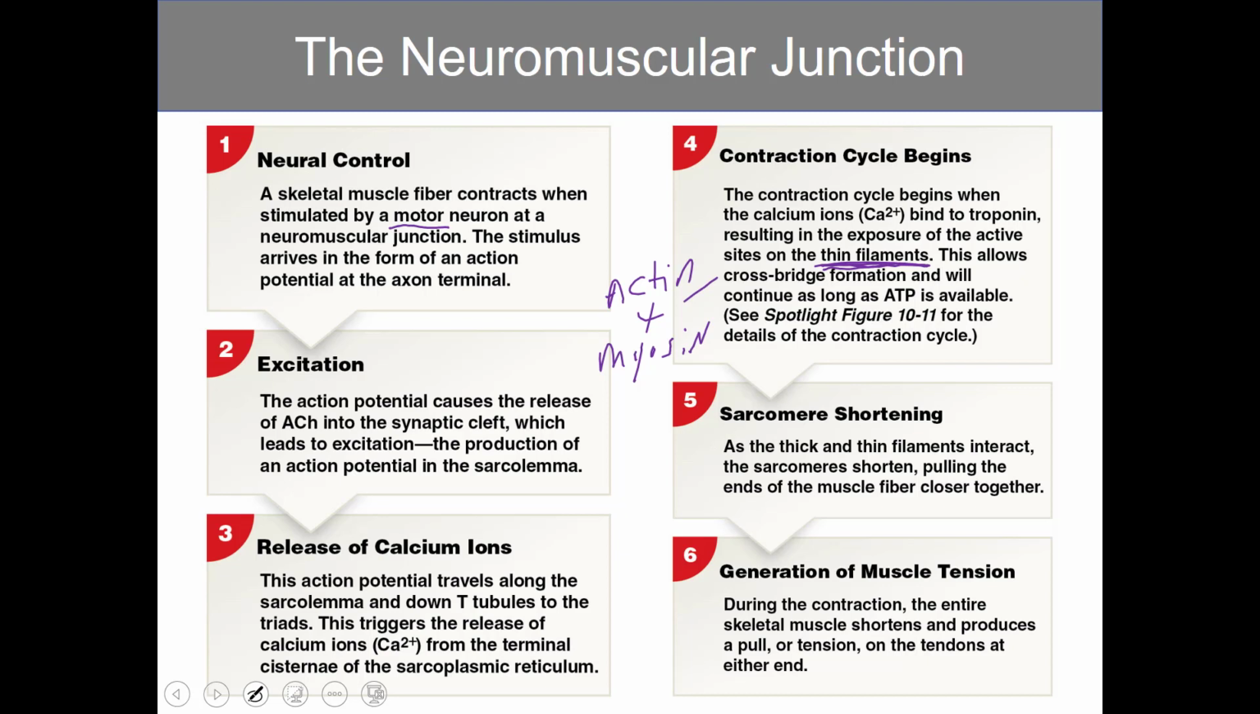Step 5, as the thick and thin filaments interact, the sarcomeres shorten. That's going to pull on the ends of the muscle fibers. It's going to pull them closer together. Step 6, generation of tension. During the contraction, the entire skeletal muscle shortens, producing a pull or tension on the tendons at either end.